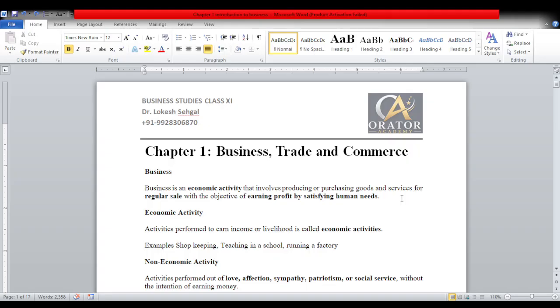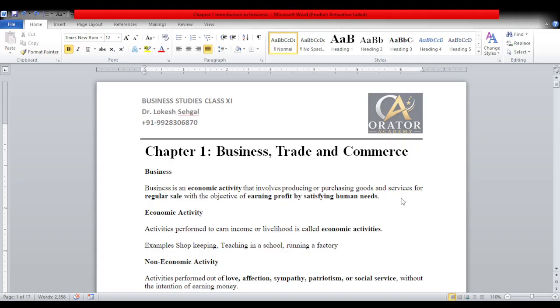First of all, we are discussing what is business. Business is an economic activity that involves producing and purchasing goods and services for regular sale with the objective of earning profit by satisfying human needs, right? Business is economic activity that involves producing different goods and services for the whole accounting year with the objective of earning profit by providing goods to the customer.